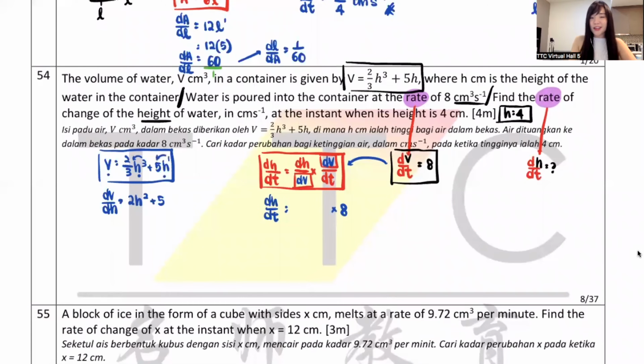No more H. After that, we sub. What is the H? 4. Sub inside, press calculator. So 2, 4 squared plus 5. 37. dv/dh is 37. dh/dv is 1 over 37. Please remember to flip it upside down. So I write for you here. Flipped, 1 over 37. 1 over 37 times 8. The answer is 8 over 37.